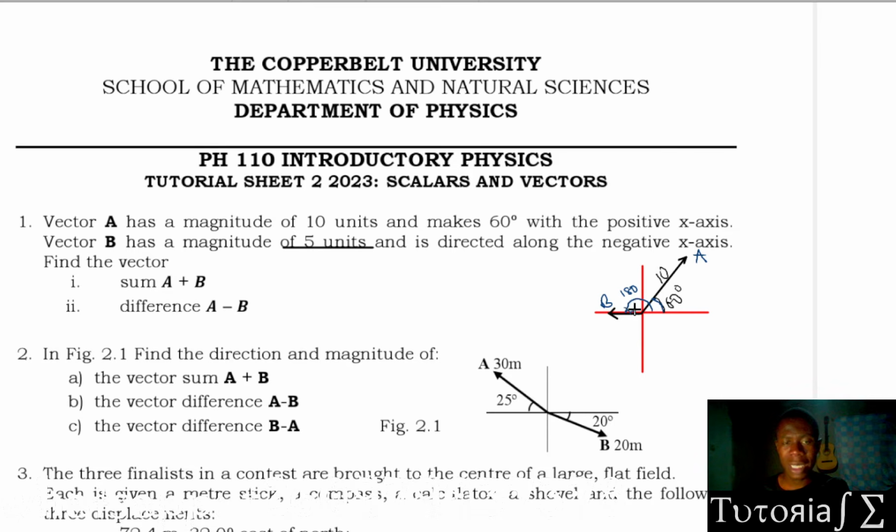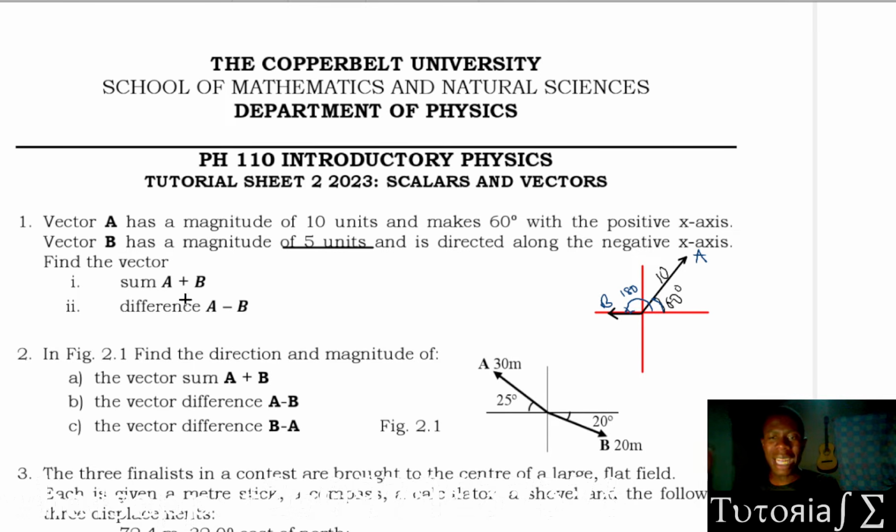So that is 90 plus 90, 180. From here to there, that is 270. From here to there, that is 360, like that. So these are the angles of A and B.